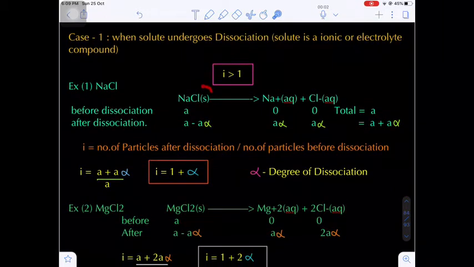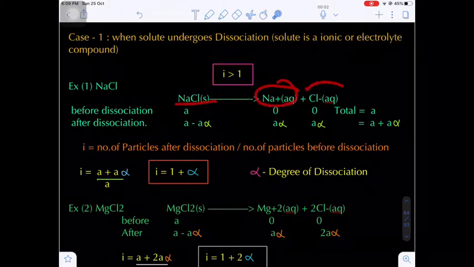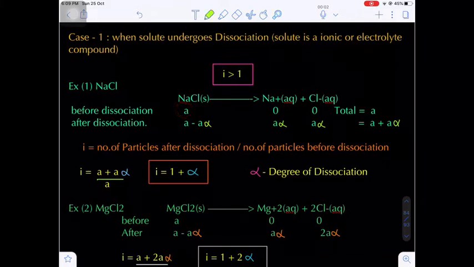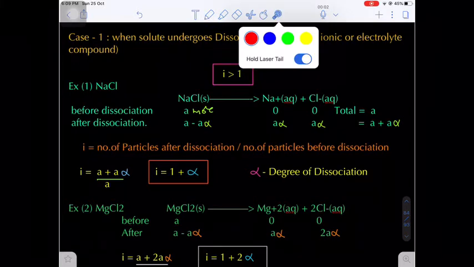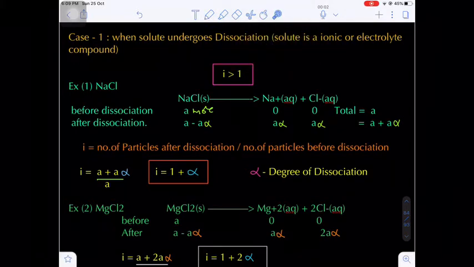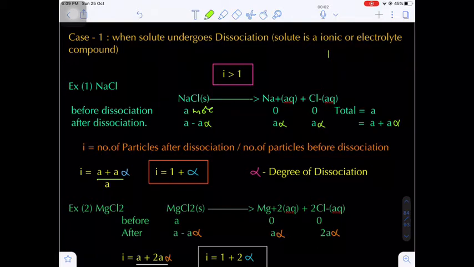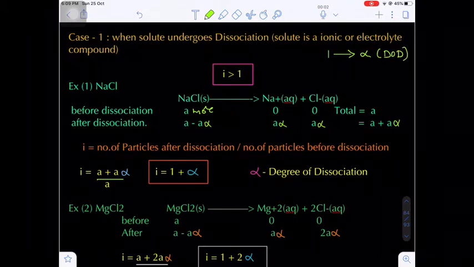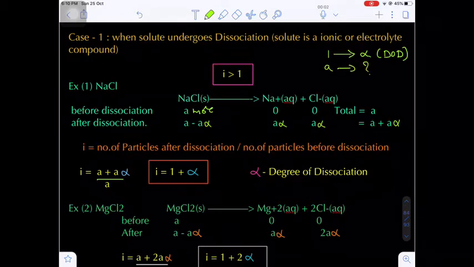Let's suppose we have NaCl. How will NaCl dissociate in the aqueous medium? Into Na+ and Cl-. Before dissociation, let's suppose I am taking a moles of NaCl. If alpha fraction of it undergoes ionization, which is known as the degree of dissociation, then from a moles of NaCl, how many moles dissociate? a times alpha.